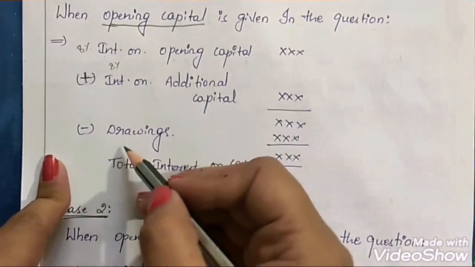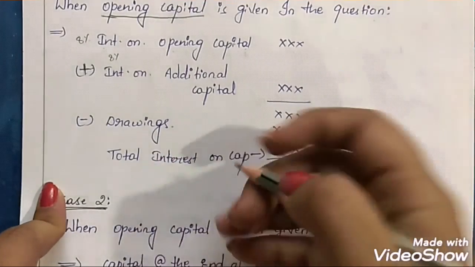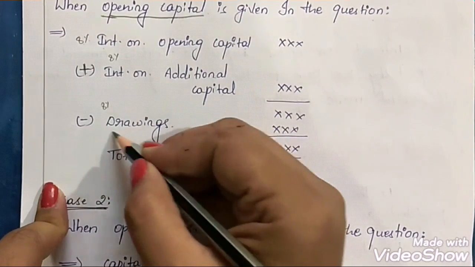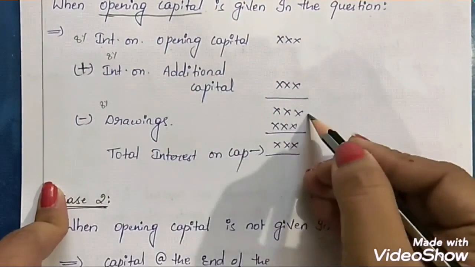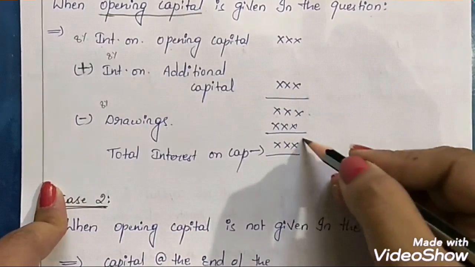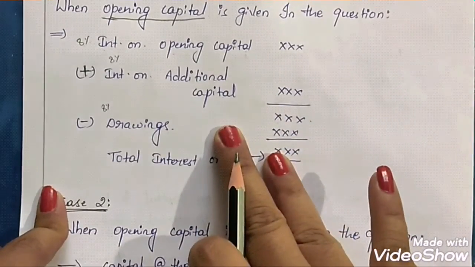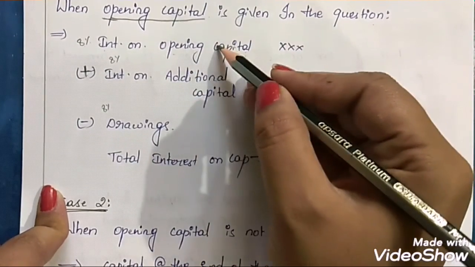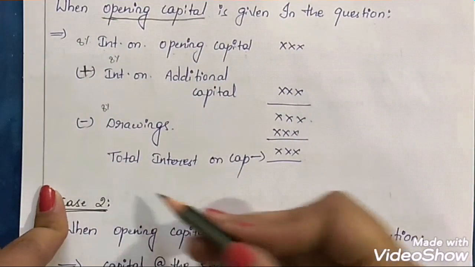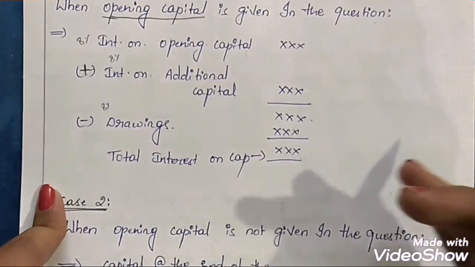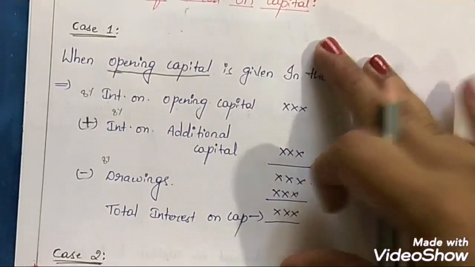Next, if there are any drawings made by the partner, then you have to again deduct 8% on drawings. Now this we need to deduct from this amount. Then at last we'll get some amount that we can call total interest on capital, right? So here we just need to remember that we have to add the additional capital and deduct the drawings from the opening capital. Then at last we'll get the interest on capital at the year ending, which the firm has to pay to its partner. So this is the first case.